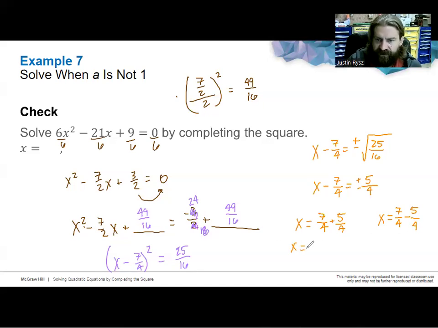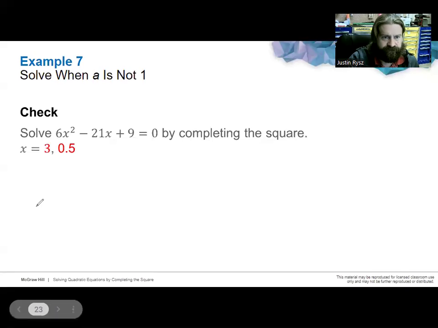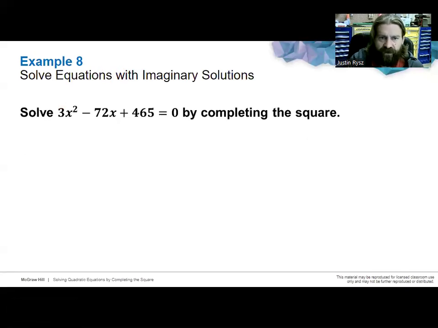So if we do that together, that would be 12/4, which is 3. And then this one here, we'd get 2/4, which is 1/2. So we get 3 and 1/2. Those were our solutions. Did we get it right? Yay, good job. Okay. Once you guys pause this video, try this one on your own.